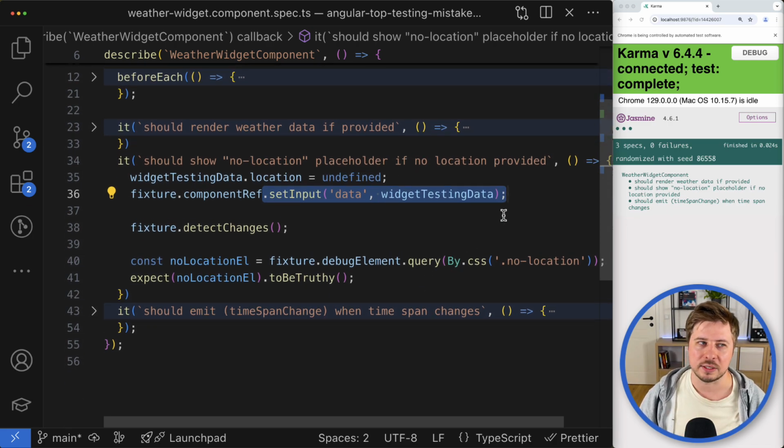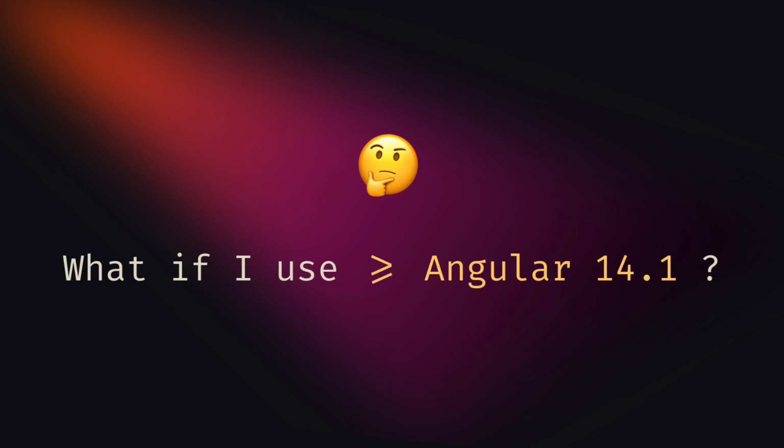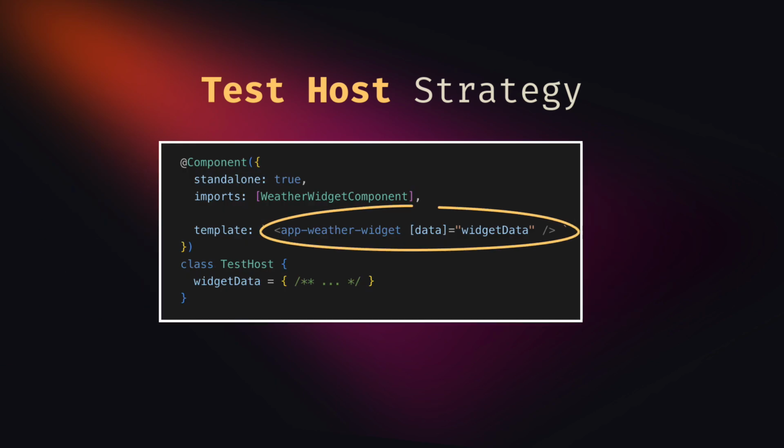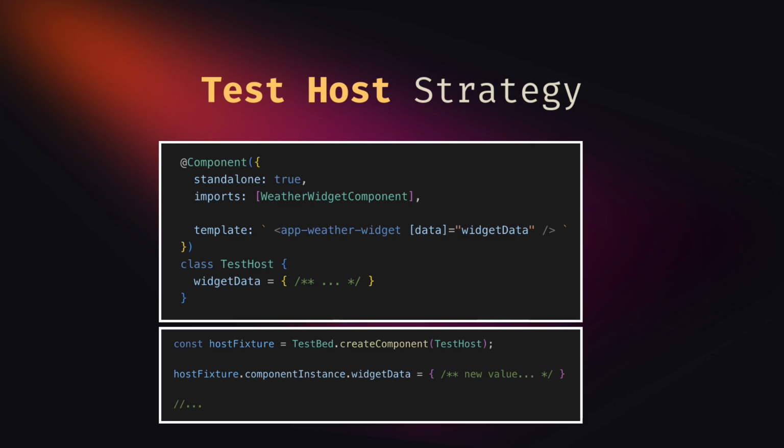You might reasonably ask, okay, but what if I use an Angular version that is older than Angular 14.1? In that case, I would suggest using the test host strategy. In short, the idea is that you wrap the component you are going to test with another component, a so-called host component, and there you update inputs of the component you are going to test by updating the host component class properties. In this case, the direct update of the test host class property is a safe operation, because the inputs of the component you are actually testing are being updated by the normal input binding update.